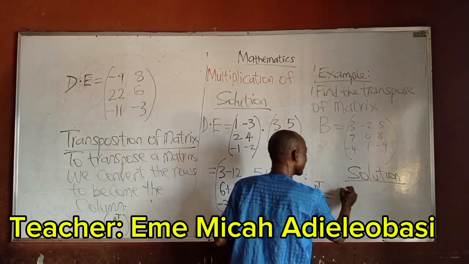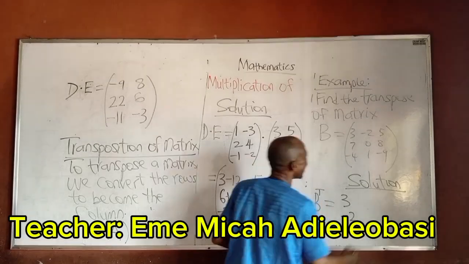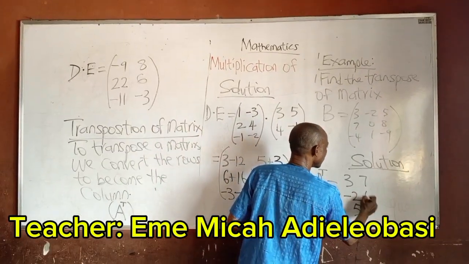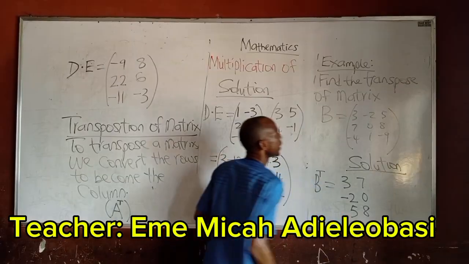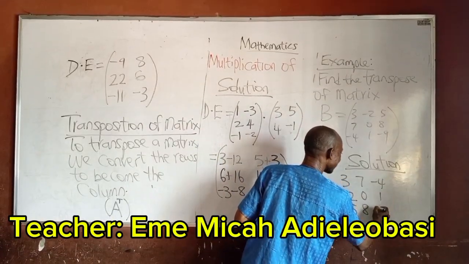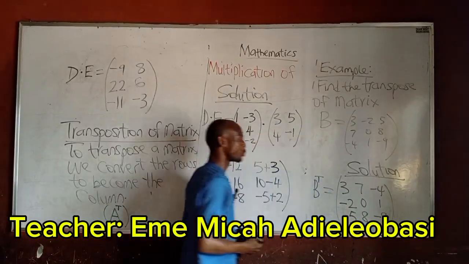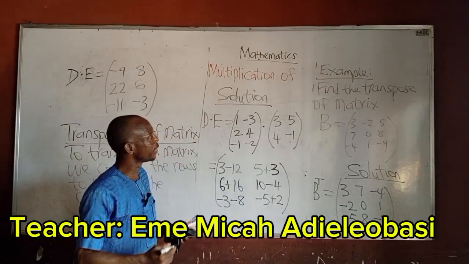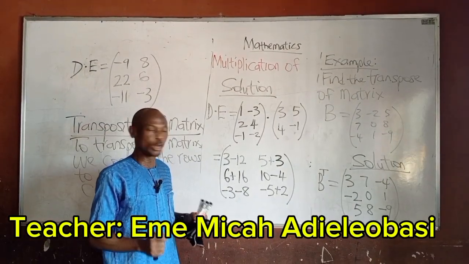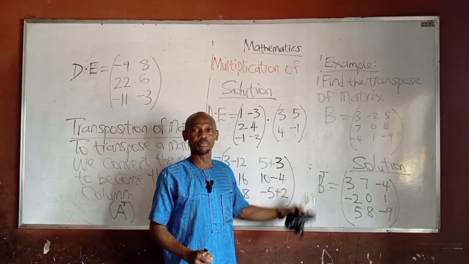So we now have 3 minus 2, 5. The next row becomes 7, 0, 8. And we have what? Minus 4, 1, and minus 9. So this is the transpose of matrix B. In our next class, we'll be looking at what? The determinants of a matrix.